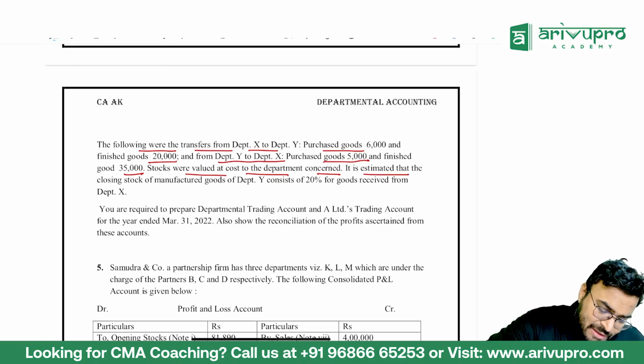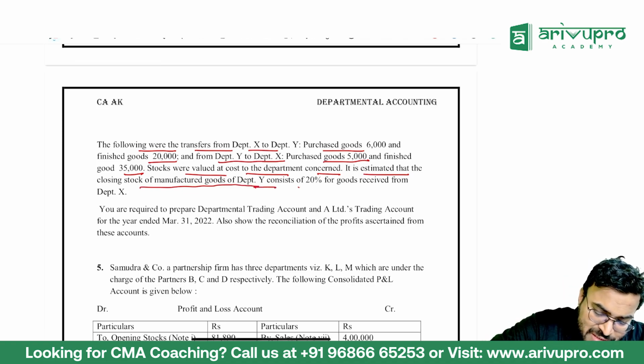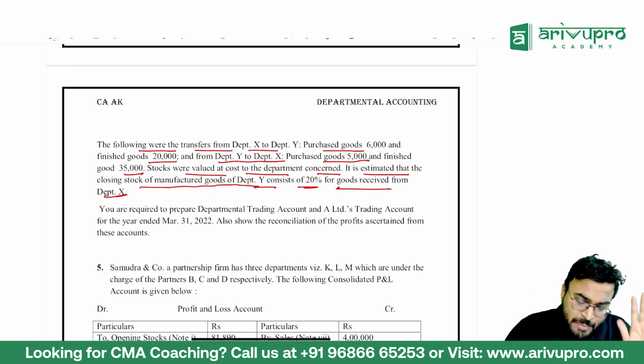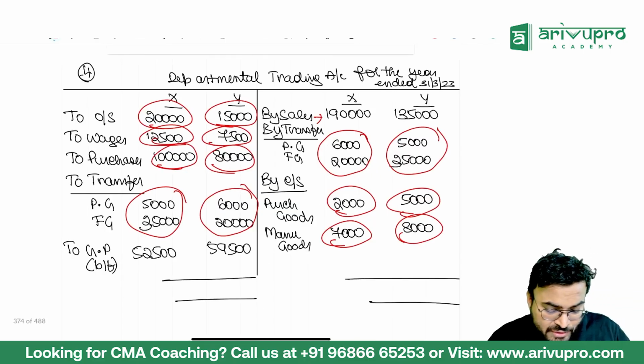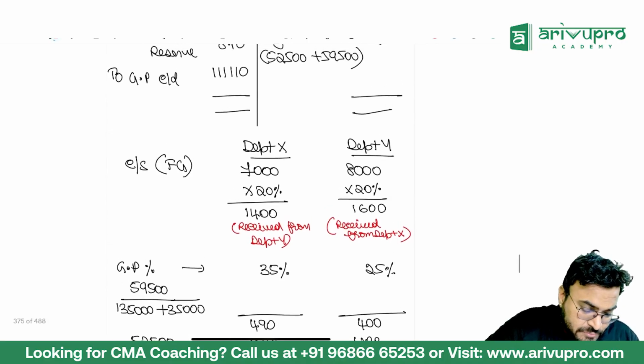It is estimated that the closing stock of manufactured goods of department Y consists of 20% of the goods received from department X. They are telling that in department Y, 20% of the goods came from department X. You are required to prepare departmental trading and P&L account. Everything you have put. Consolidated P&L you are going to do. Department X. Okay, see over here.